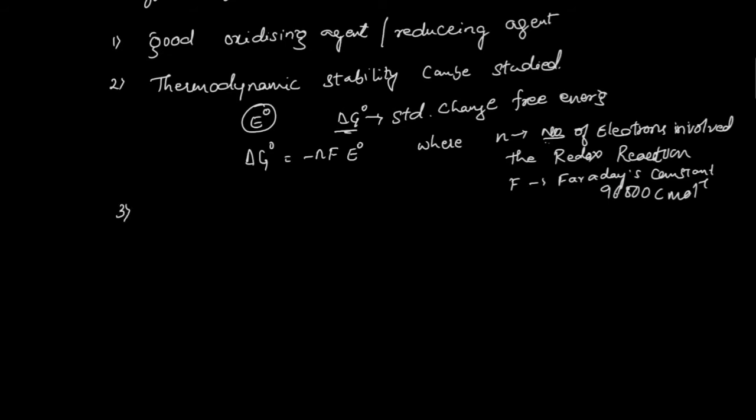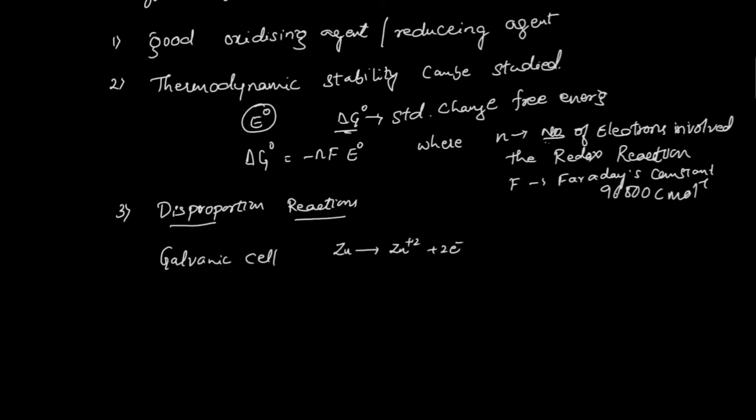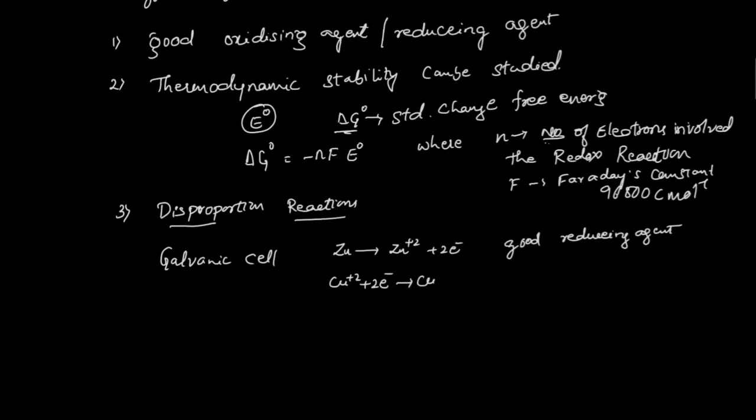The third application of this Latimer diagram is that we can study disproportionation reactions. What is meant by disproportionation reactions? Suppose you consider a galvanic cell where zinc is oxidized to zinc plus 2 ions by losing 2 electrons, which is a good reducing agent in the galvanic cell. In the same cell, copper plus 2 ions in the solution will accept 2 electrons from the zinc and become copper, which is deposited on the copper electrode.